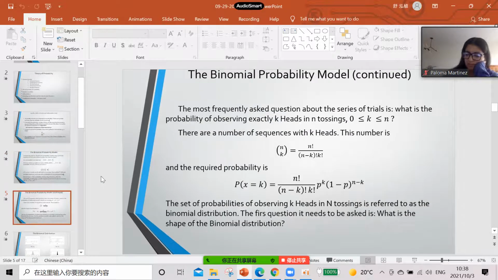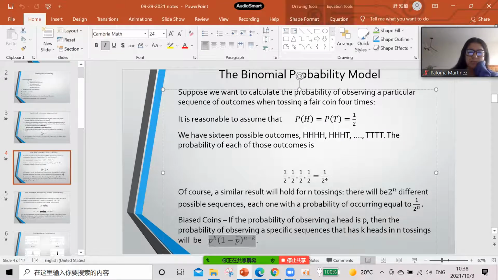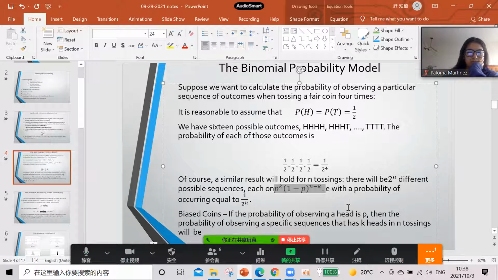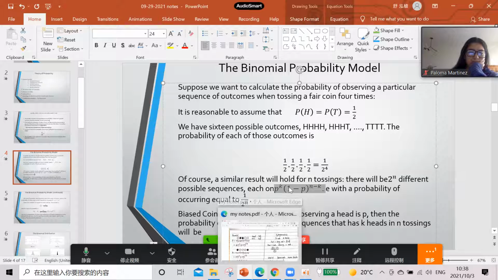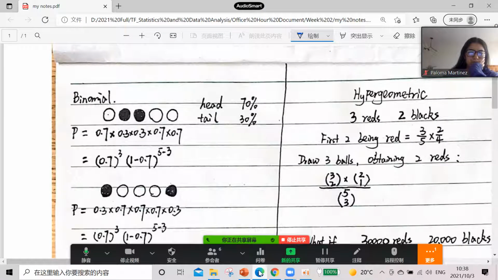But the professor doesn't give any concrete example, I guess. So can you see this, p to the k times 1 minus p to the n minus k. So basically this is the formula for how you find a specific sequence. And p is the probability of getting a head, and 1 minus p is the probability of getting a tail. So here in my example, I just use a very concrete example to show how to utilize this formula.